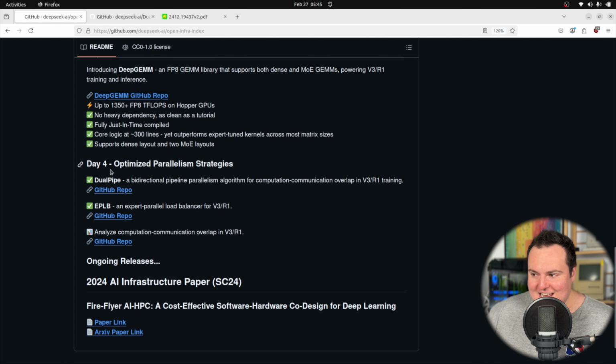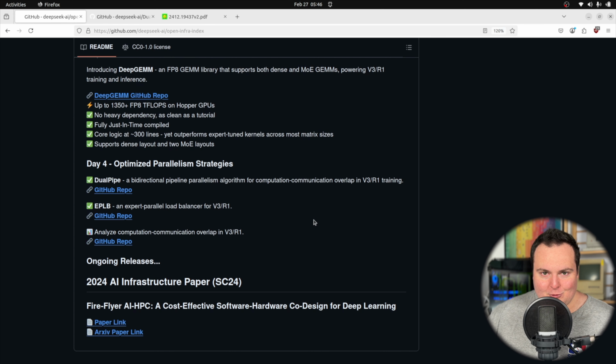But basically, day 4 is optimized parallelism strategies. First and foremost, we have DualPipe, which is a bidirectional pipeline parallelism algorithm for computation-communication overlap in V3 R1 training. We have EPLB, which is an expert parallel load balancer for V3-R1. And finally, we have a kind of analysis repository where you can see some of the logs and output of these other technologies in process. So you could almost parse those to learn nuances and see actual examples of them in process.